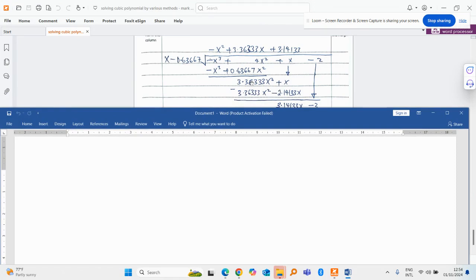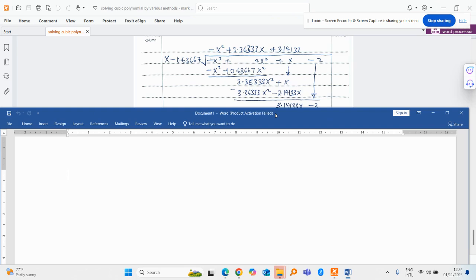At that point, we ask ourselves, what will we multiply by x to get this value here? We realize we only multiply this value in terms of x. So that is 3.3633x. We multiply that one with x, then we get this answer. So this multiplied by this, that is 3.36 multiplied by negative 0.63, we get 2.1 in the negative of that answer. That is the value we get here.